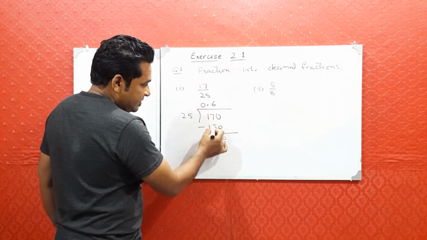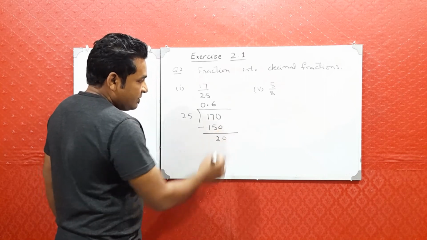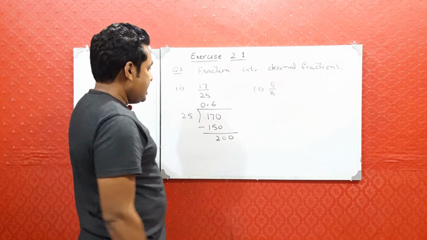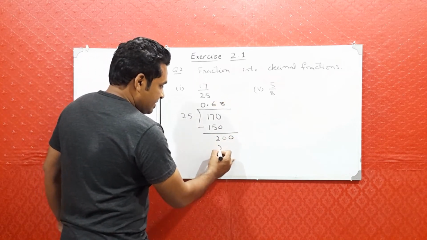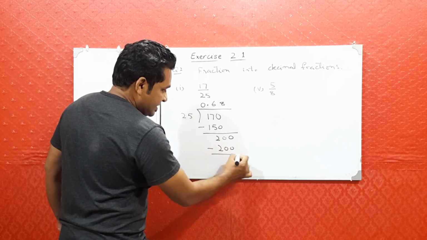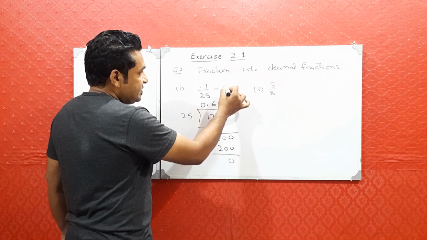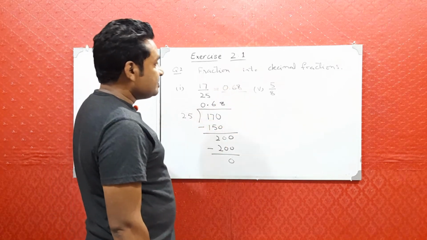7 minus 5 is 2. So again 20 is less than 25, you will add 0 here, and 25 8 times is 200, so 0 is the remainder. So it is equal to 0.68. This is a terminating decimal.